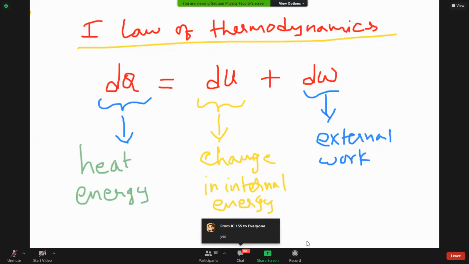So we'll see what all these terms are: what is dW, what is dU, and all. dQ means heat energy, everybody knows. Heat energy means either m s delta theta or m L, anything we can write. Leave it about dQ. Mainly we have to learn here about dU and dW.